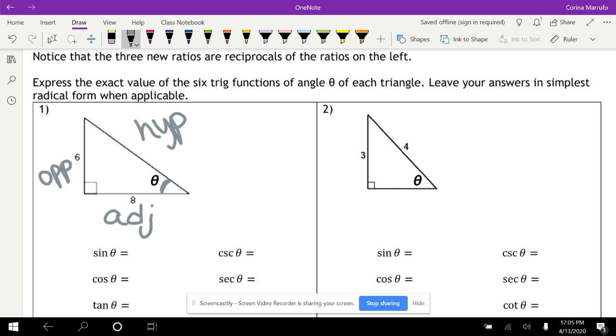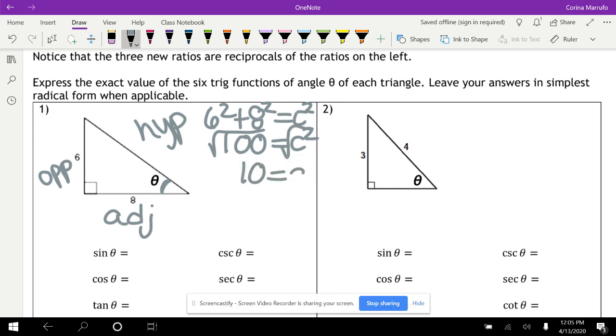And so, unfortunately, we do not know what the hypotenuse is, so we do have to solve for it, and we're going to do that using a squared plus b squared equals c squared. So I'm going to do 6 squared plus 8 squared, which gives me 100, and that equals c squared. I take the square root, and that gives me 10. So 10 equals my hypotenuse c. Okay, so now I'm ready to find my trig functions.